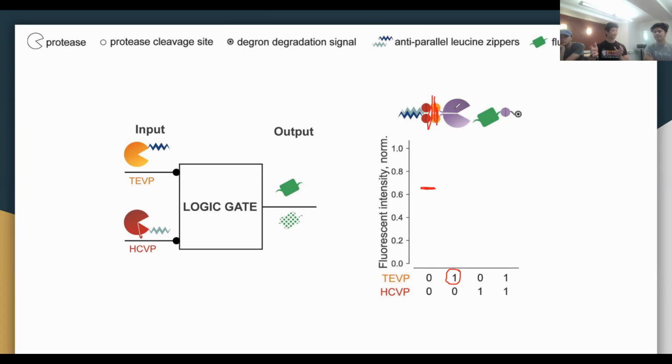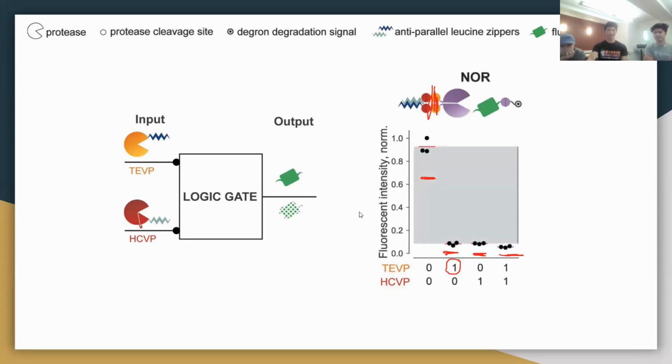Same with the red. So therefore, would you expect to see fluorescence? No. Because there's no purple Pac-Man, the degrader signal stays on, so no signal. And for the red one, same. How about with both? Same thing. Exactly. So this is a new kind of combination of outputs, NOR. So you only get signal when none are present.